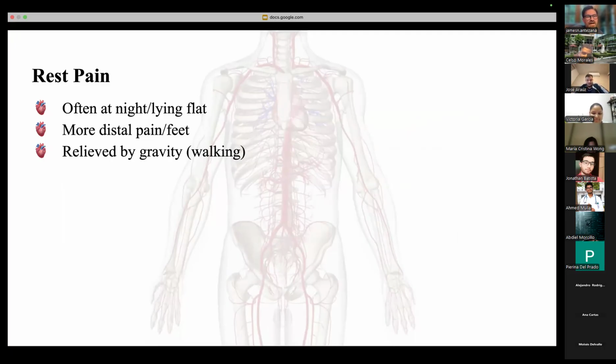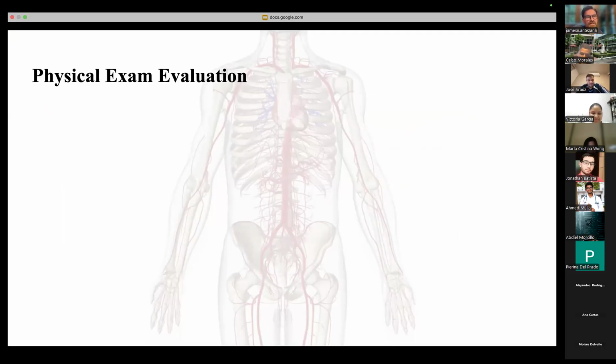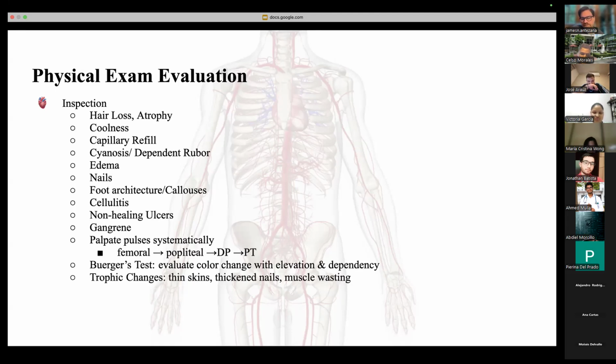Okay. Now we're going to go to the physical examination. And so on physical examination, what are the signs that you see? We already talked about the symptoms. Claudication is a symptom, right? Leg pain. When you look for signs and you're inspecting, you want to look for hair loss and then atrophy, muscle atrophy, skin atrophy.